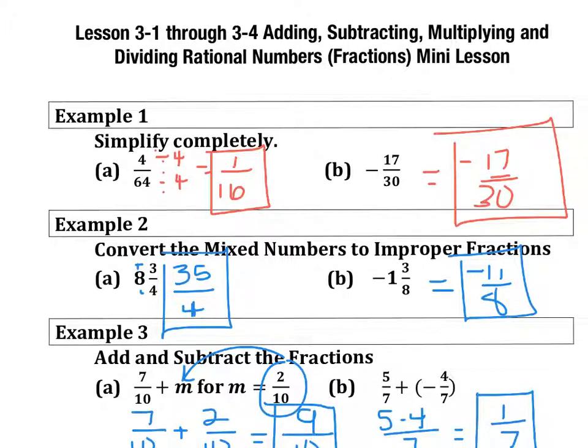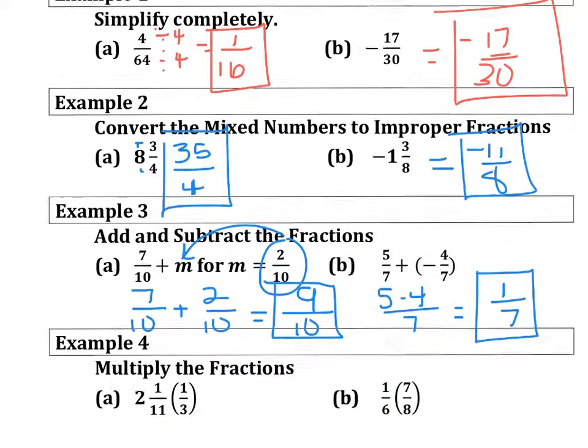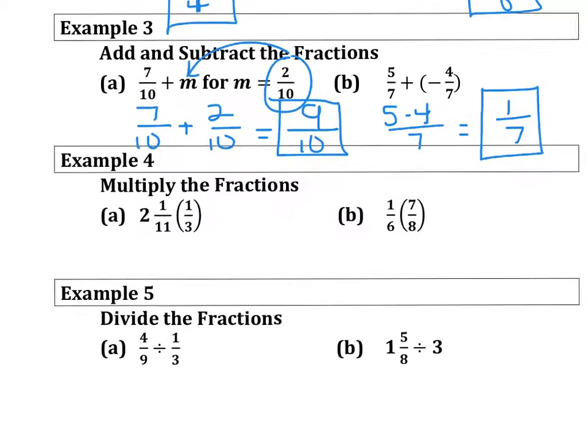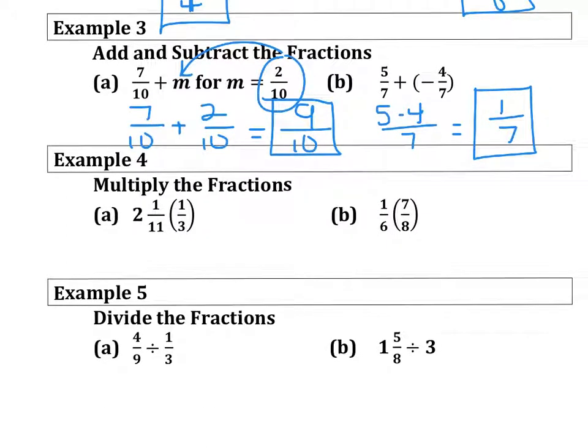Okay, down in example 4, we have multiplying fractions. When multiplying fractions, a common misconception is that you need common denominators. You do not. You do not need common denominators, which makes it actually probably easier than adding and subtracting fractions in some ways.